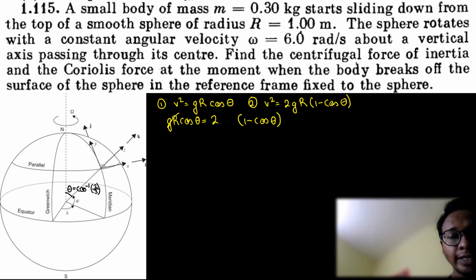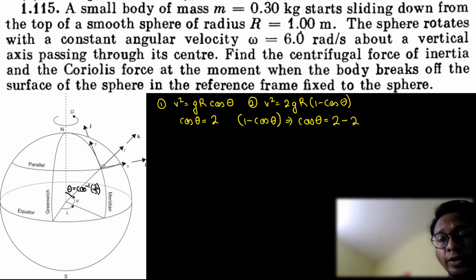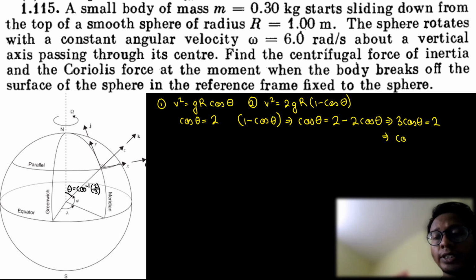So out here what do we get? If gr and gr get cancelled, we get cos theta is equal to 2 minus 2 cos theta. If we bring that minus 2 cos theta to the left hand side, we'll get 3 cos theta is equal to 2, or cos theta is equal to 2 by 3. So out here, when the ball breaks off from the surface of contact, theta is nothing but cos inverse 2 by 3.